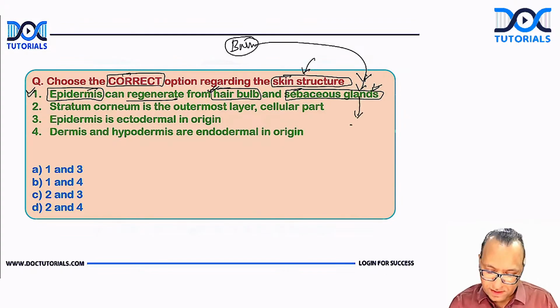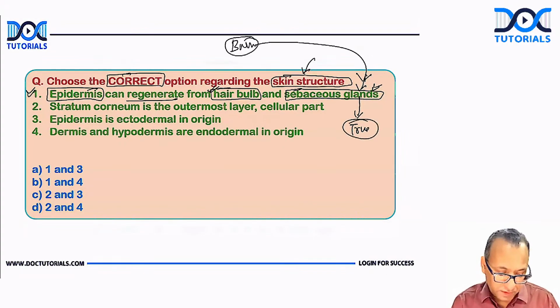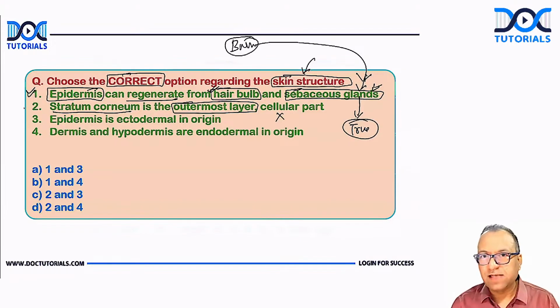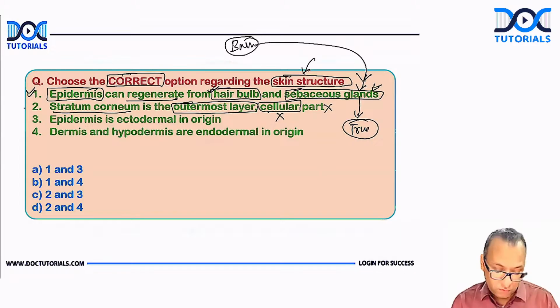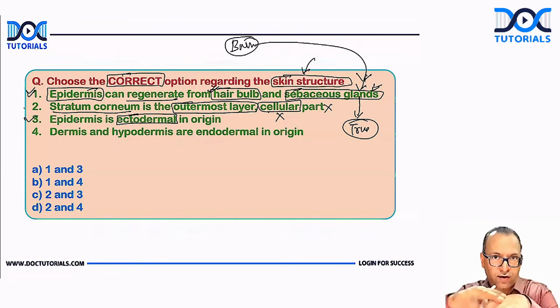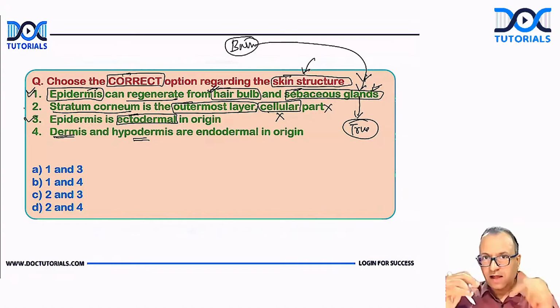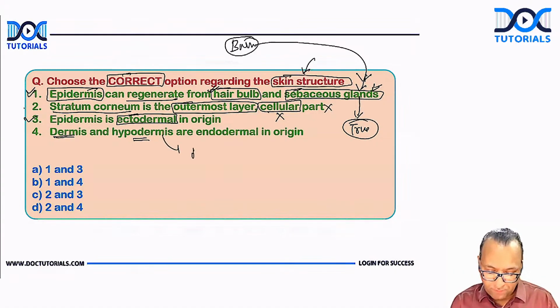Now, if number one is true, then what about number two? Stratum corneum is the outermost layer of the skin, yes, but it is not cellular. It doesn't have cells. I'll show you a diagram. It is acellular. So this is false. What about epidermis being ectodermal? Of course, the surface ectoderm forms skin epithelium, that is epidermis, no problem. What about the dermis and hypodermis? They are under the skin, they are from mesoderm. So they'll be from mesoderm. Definitely they are not from endoderm.